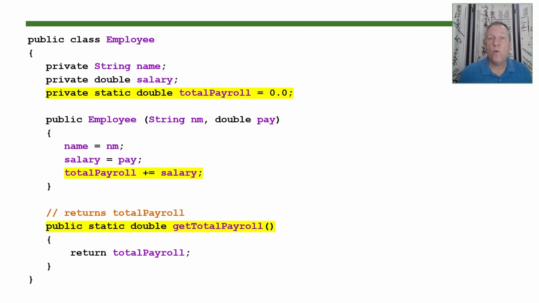Now I'm going to write a static method called getTotalPayroll. It returns a double, and this is going to return my totalPayroll class static variable. Notice that this method is also declared static, so I can use this without instantiating any objects, and I don't have to call it on a particular object. I'm going to use the class name when I refer to this method in another class.